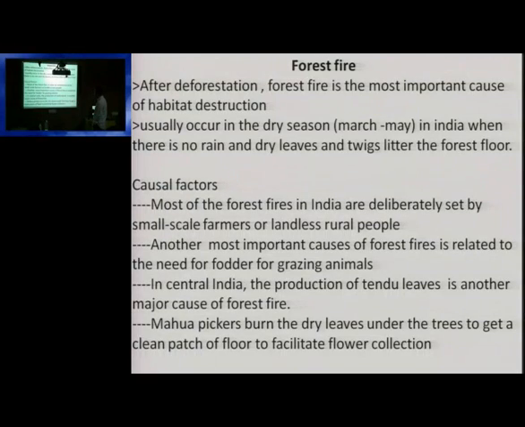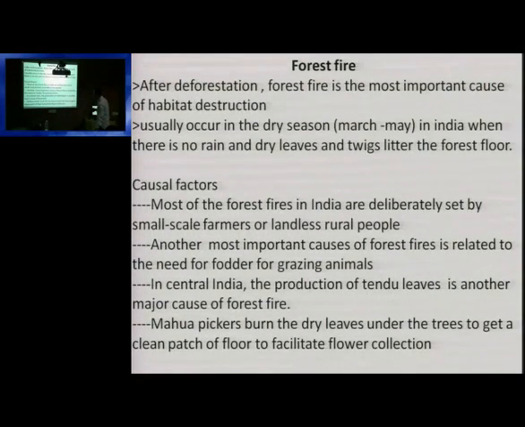Causal factors are, most of the forest fires in India are deliberately set by small-scale farmers or landless rural people. This is one scenario. The other scenario is, there is a lot of environmental issues happening in the Delhi region. You all know. Because of the burning by the farmers in the NCR region, near Delhi, Punjab, Haryana regions and all, it is creating environmental hazards, air pollution. It's a very big environmental issue that is going on. And environmental issues is a very crucial part of geography. That's why we are studying this.